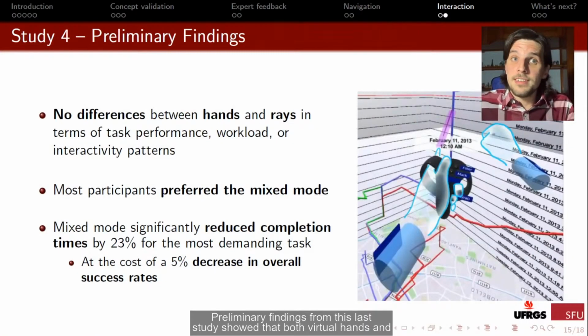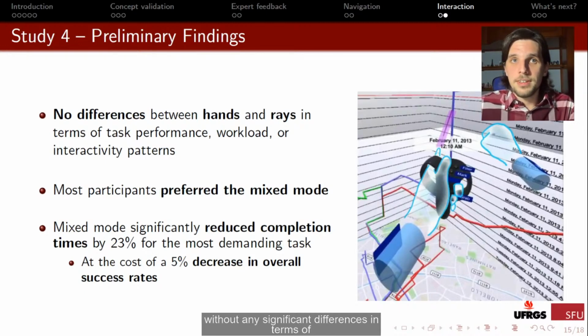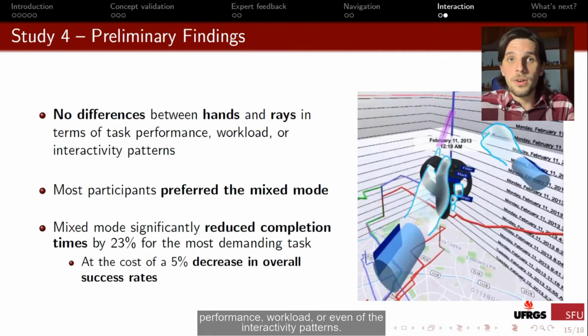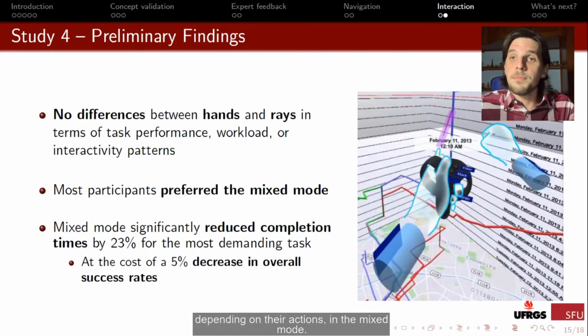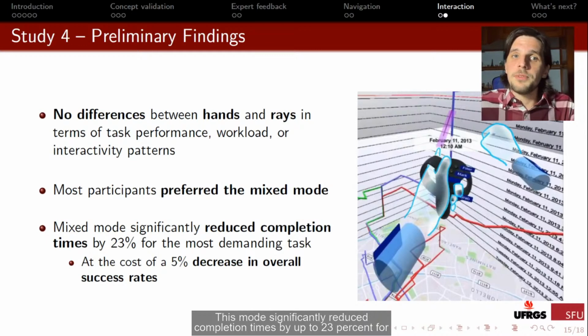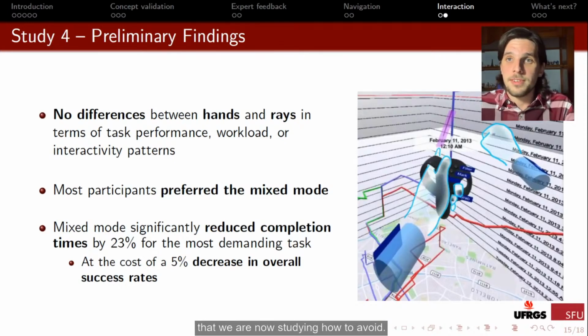Preliminary findings from this last study show that both virtual hands and virtual pointers are effective means of interaction, without any significant differences in terms of performance, workload, or even interactivity patterns. Anyway, most participants prefer the ability to combine both depending on their actions in the mixed mode. This mode significantly reduced completion times by up to 23% for the most demanding tasks. However, this came at the cost of a slight decrease in the overall success rates, something that we are now studying how to avoid.